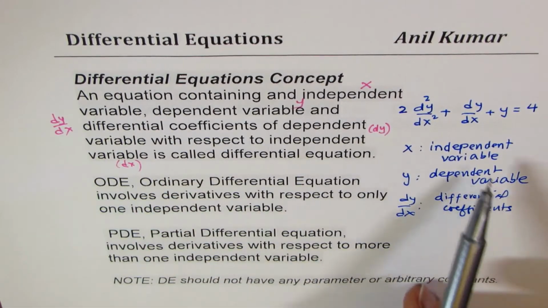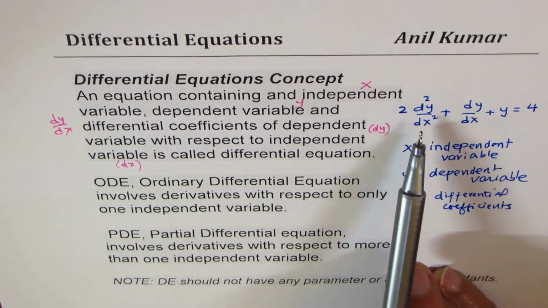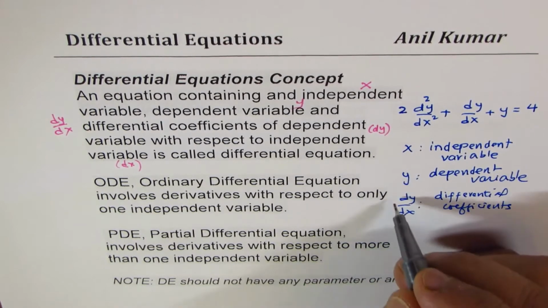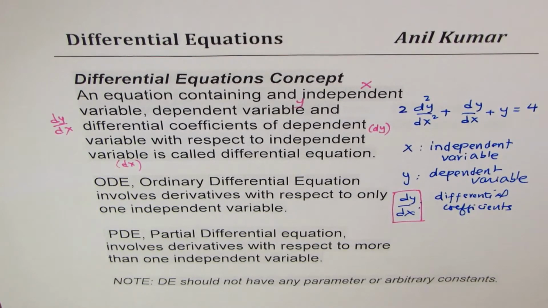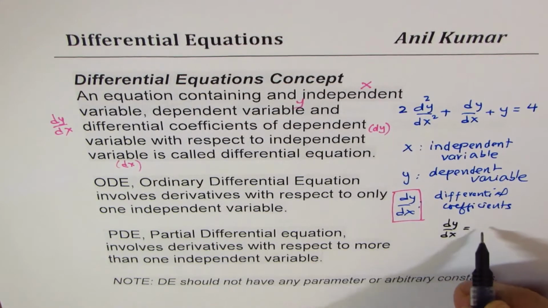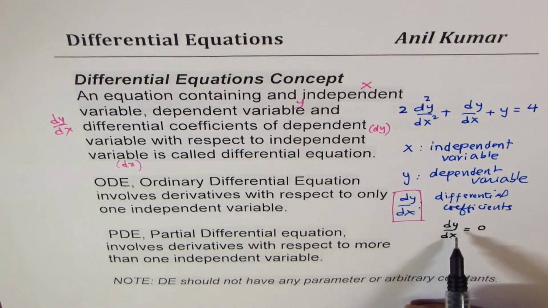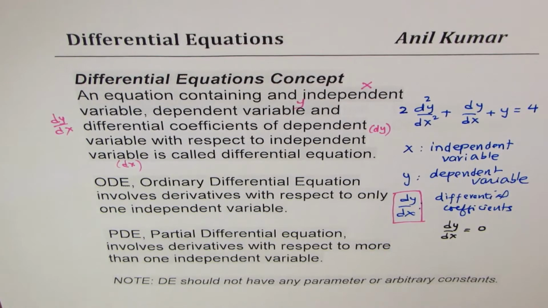So a differential equation will have all this. That is the bare minimum. It could have more than this, but that is a must. What basically is a must is at least one differential coefficient. Even if I say dy dx equals 0, for example, that is also a differential equation, since it has a differential coefficient and two variables. X is independent, y is dependent. Perfect. So that is how we will look into differential equations.